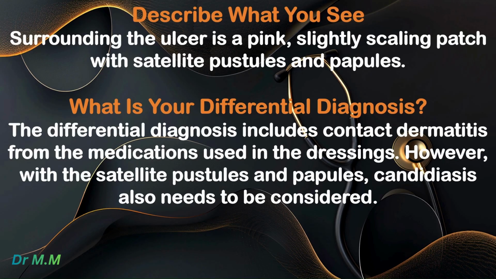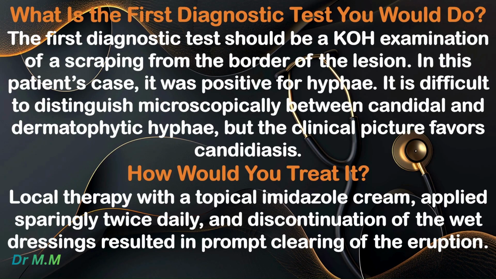The differential diagnosis includes contact dermatitis from the medications used in the dressings. However, with the satellite pustules and papules, candidiasis also needs to be considered. What is the first diagnostic test you would do? The first diagnostic test should be a KOH examination of a scraping from the border of the lesion. In this patient's case, it was positive for hyphae. It is difficult to distinguish microscopically between candidal and dermatophytic hyphae, but the clinical picture favors candidiasis.